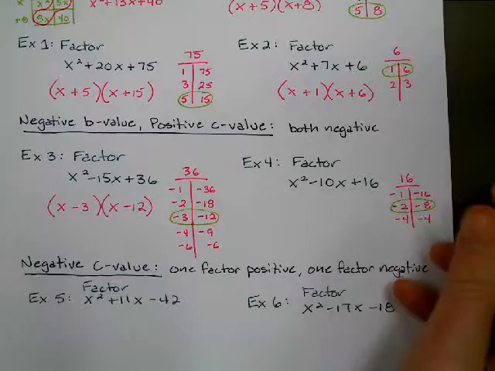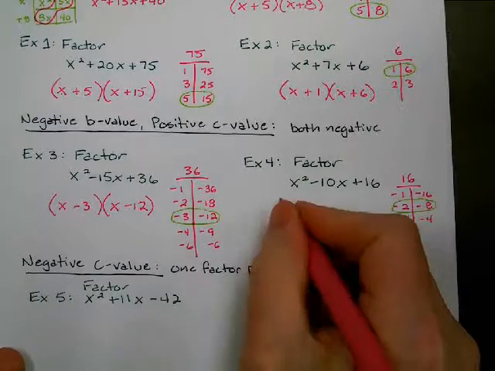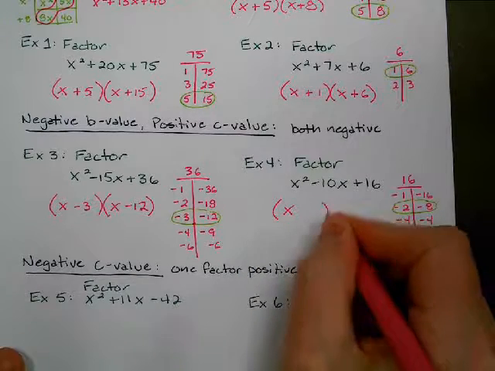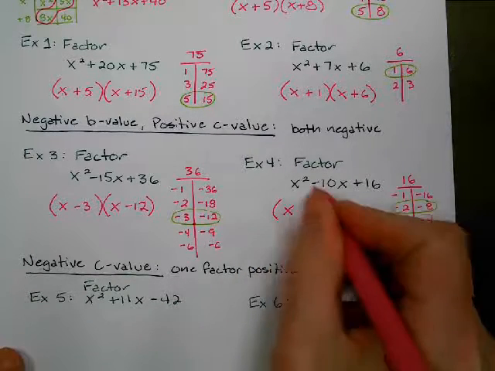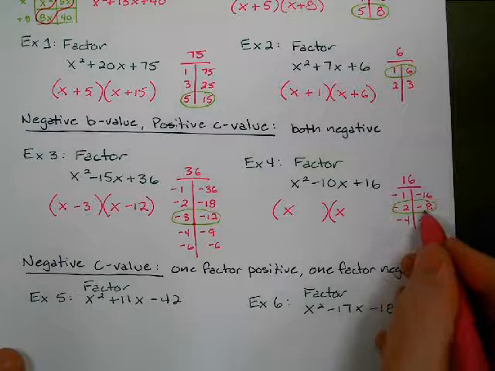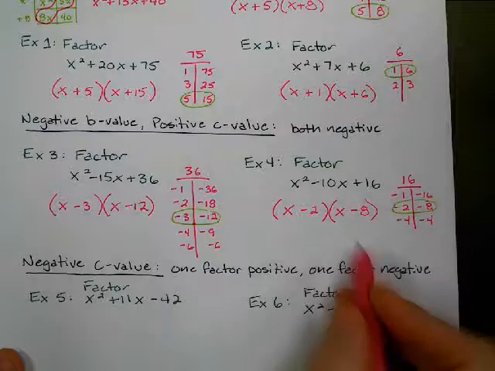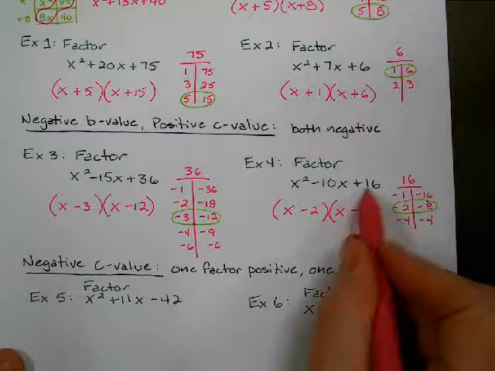So I'm ready to write my two binomials down. I'm going to start with x on both of them because it's going to be x times x equals x squared. And then I'm going to end them with negative 2 and negative 8. So x minus 2 and x minus 8. They multiply and give me positive 16. They add and give me negative 10.